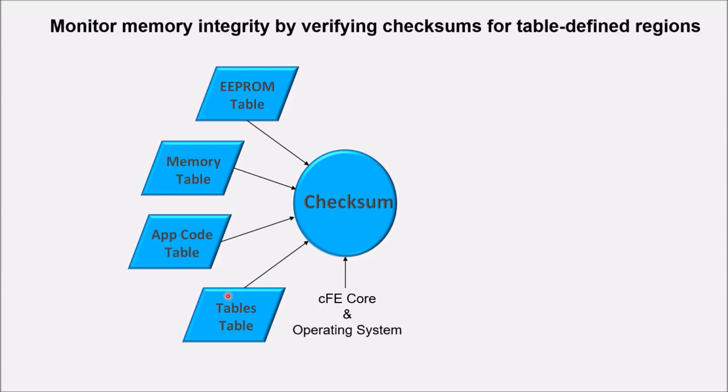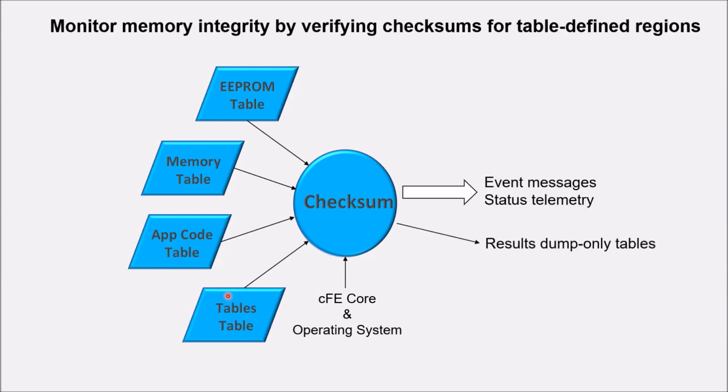If a ground operator is going to change a region of memory that is being checksummed, then they should disable checksumming, make the change, and then instruct checksum to compute a new baseline checksum. CS outputs events, status telemetry, and also maintains a dump-only results table for each checksum table.